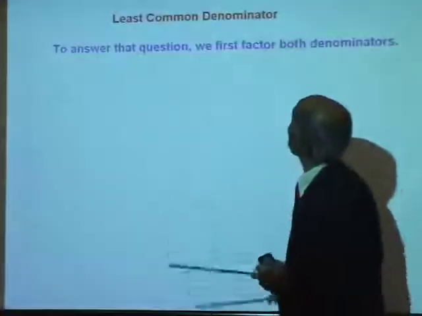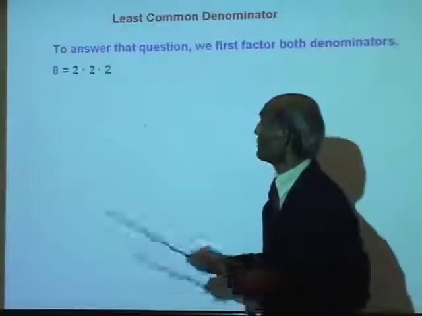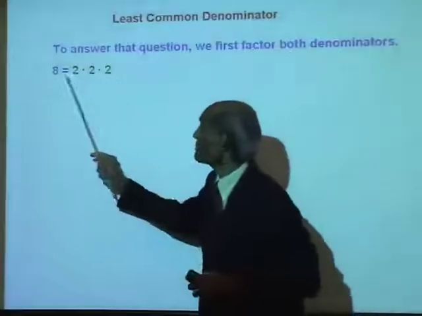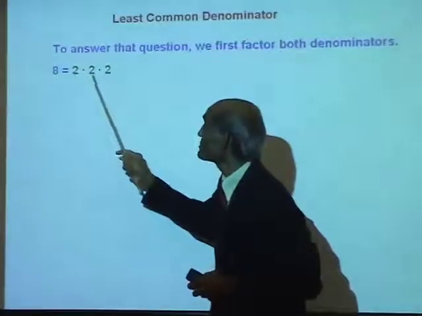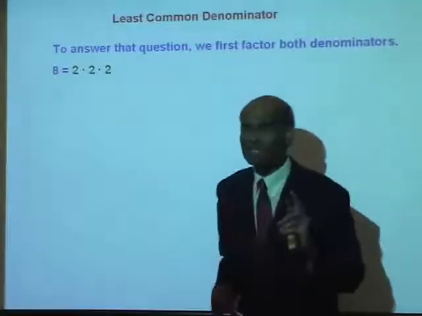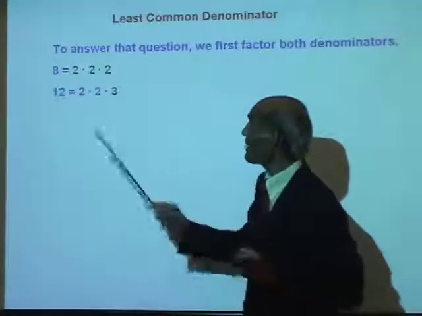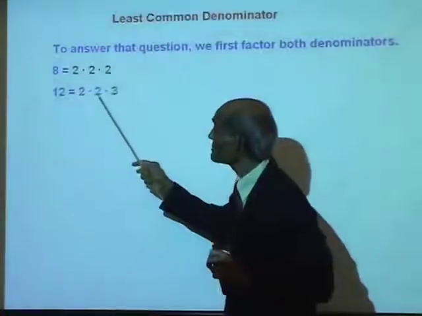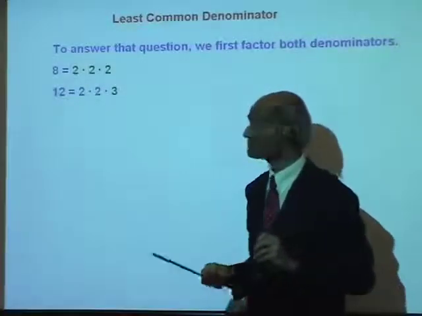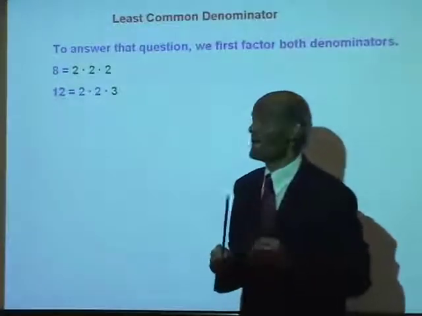To answer that question, we first factor both denominators. Well, our first denominator is 8. And you have no trouble factoring 8 as 2 times 2 times 2. Is that right? Now, what was our second denominator? You remember? It was 12. How do you factor 12? 12 is 2 times 2 times 3. I think that will be okay for you. Is that right?